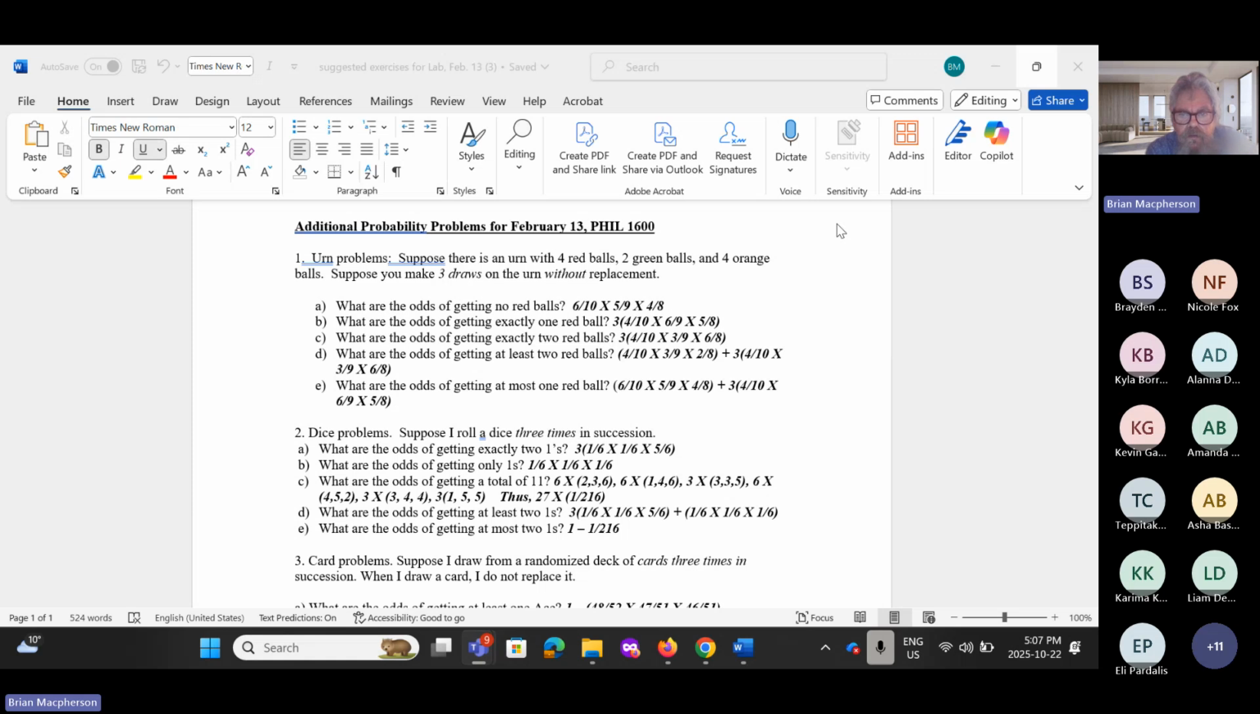First time I draw, let's say I'm successful, I get a red ball, so that's 4 out of 10. The next time I draw, there's one less red ball in the urn, and one less ball in the urn, so now it's 3 out of 9. And then now that I've drawn my exactly 2 red balls, there are only non-red balls left, and there's 6 of those, and there are 8 balls left in the urn. So it's 4 out of 10 times 3 out of 9 times 6 out of 8, 3 times, right?